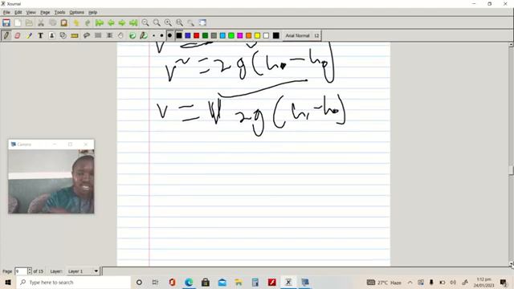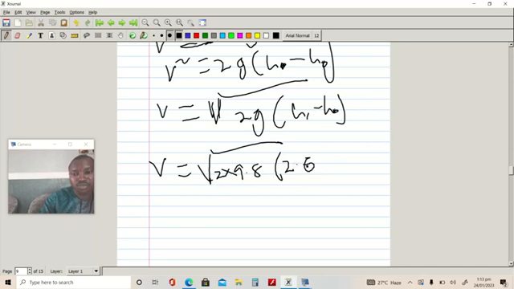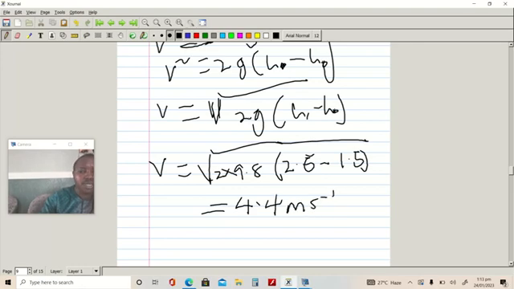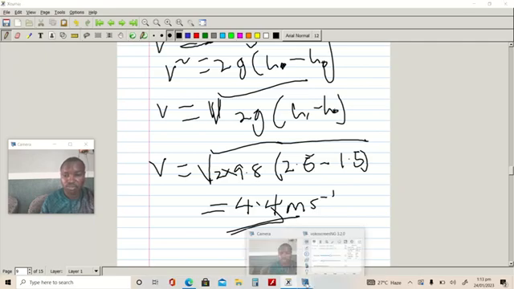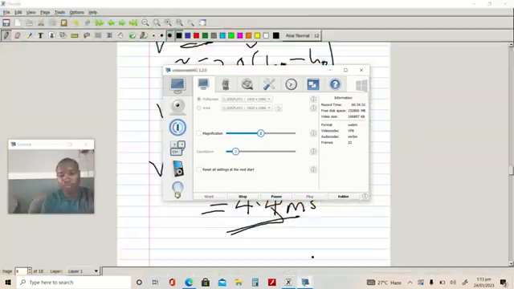So at this point, we are given the heights. So v is going to be equal to the square root of, what are we given for acceleration? Take g to be equal to 9.8. 2 multiplied by 9.8 into brackets 2.5, those are your heights, minus 1.5. So this is what we have. Then your answer is equal to 4.4 meters per second. This is what we are asked to do at that point.